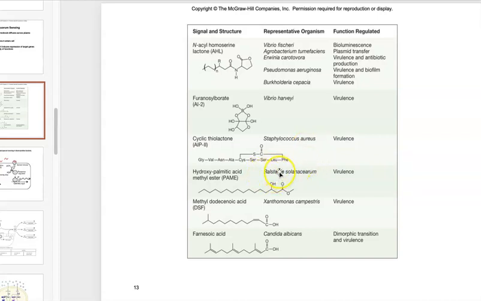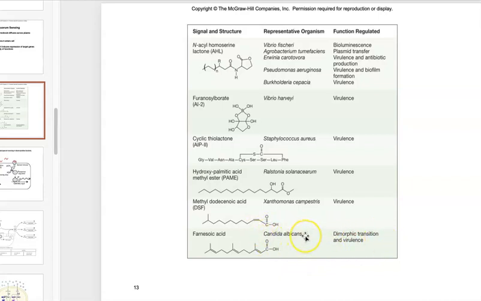But there are plant pathogens like Ralstonia and Xanthomonas that use different kinds of molecules. These are palmitic acid methyl ester, methyl dodecanoic acid. So these are additional types of molecules that are made by, in this particular case, some gram-negative plant pathogens. But even the yeasts get in on the action. So here's Candida albicans using farnesoic acid. So these unusual acids can regulate virulence and dimorphic transition.